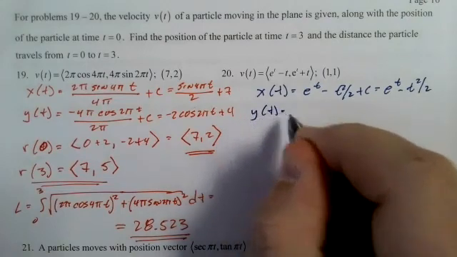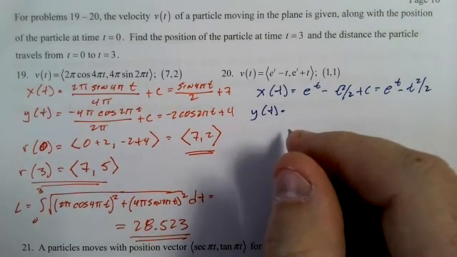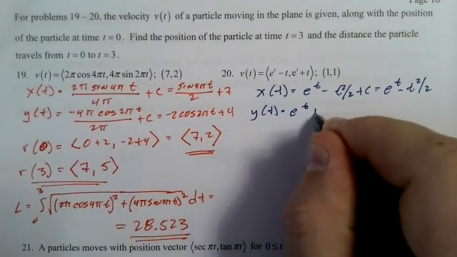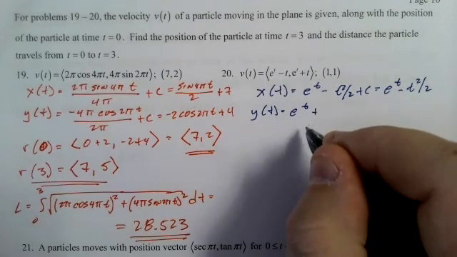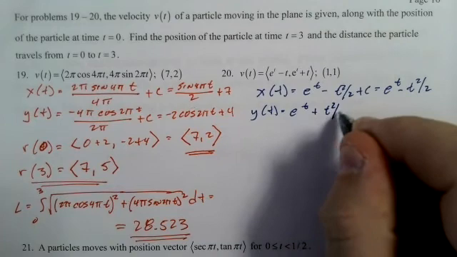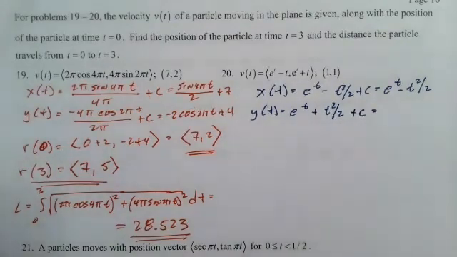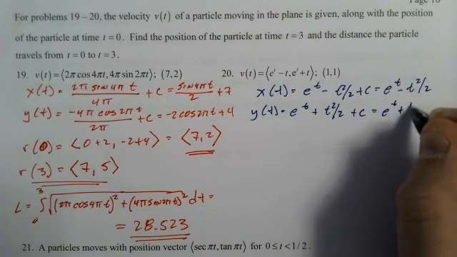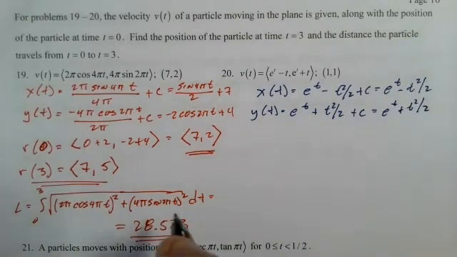y of t equals e to the t plus, having trouble seeing this tiny font, plus c. C is going to be 1, so plug in 0, gone. No c again, which is nice. e to the t plus t squared over 2.